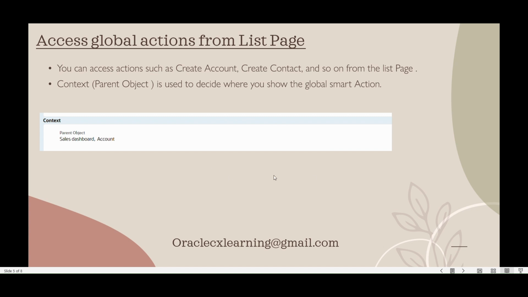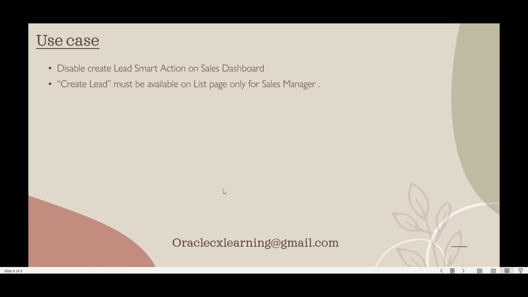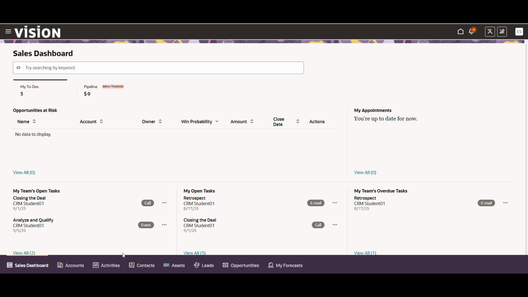Let's see with an example, that will be better. We have a use case: disable the create lead smart action on the sales dashboard. We have a requirement that we don't want to show the create lead smart action on the sales dashboard. Also, create lead must be available on the list page only for sales manager. What does that mean? Let me go to leads.